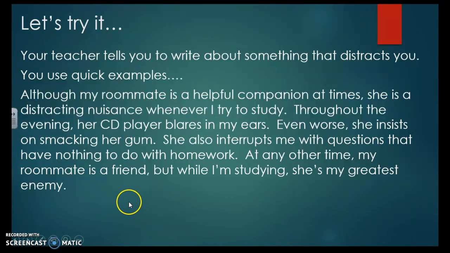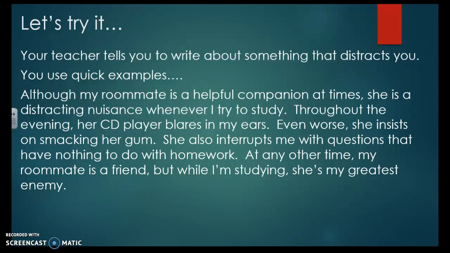So now you're going to try it. Let's just pretend that your teacher has assigned you to write a story, or a narrative, a one-paragraph essay about something that distracts you. So you write your initial rough draft using quick examples, and you say, "Although my roommate is a helpful companion at times, she is a distracting nuisance whenever I try to study. Throughout the evening, her CD player blares in my ears. Even worse, she insists on smacking her gum. She also interrupts me with questions that have nothing to do with homework. At any other time, my roommate is a friend, but while I'm studying, she's my greatest enemy."